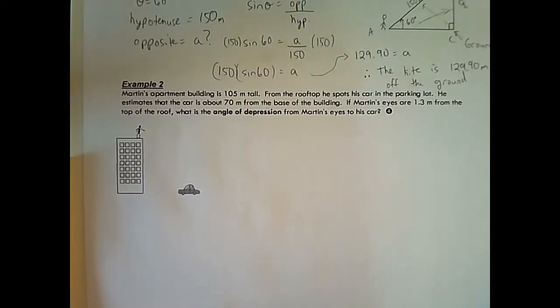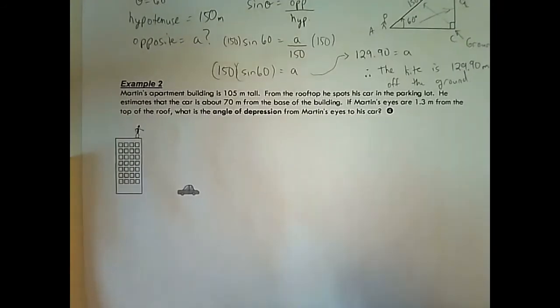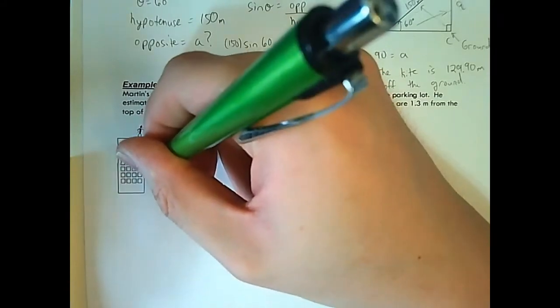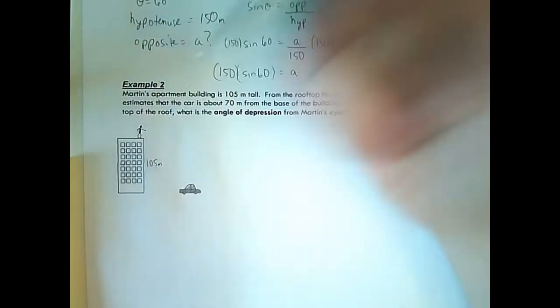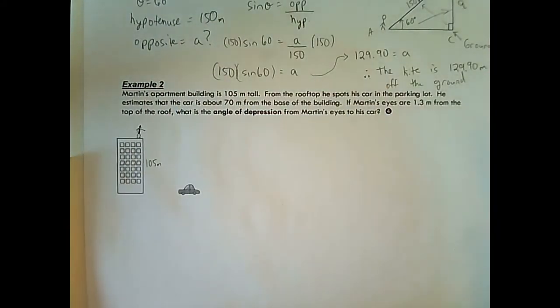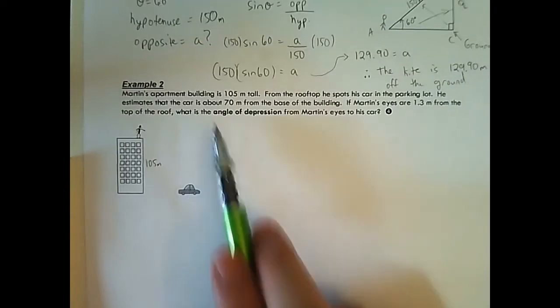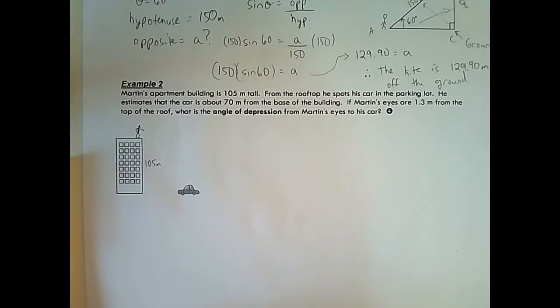So let's fill in what we know. Martin's building is 105 meters tall. So here's a building, 105 meters tall. From the rooftop, he spots his car. Here's Martin up here. He's looking at his car. He estimates that the car is 70 meters from the base of the building.